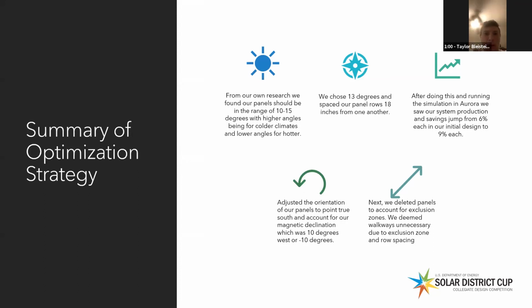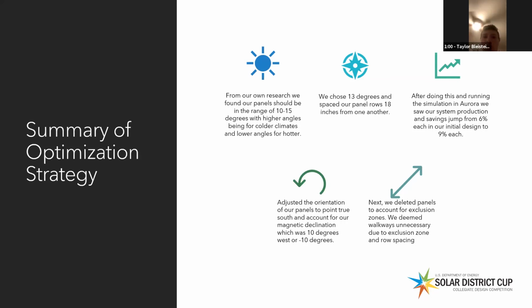And then for our optimization, we first started looking at the angle of our panels, and we found, with a little bit of trial and error as well, that about 10 to 15 degrees would be ideal for us. Obviously, 10 degrees is for hotter climates and 15 for cooler ones. So being in Virginia, we chose 13 degrees. After doing simulation, we saw our system production jump in our initial design, from 6% to 9% compared to our previous design.